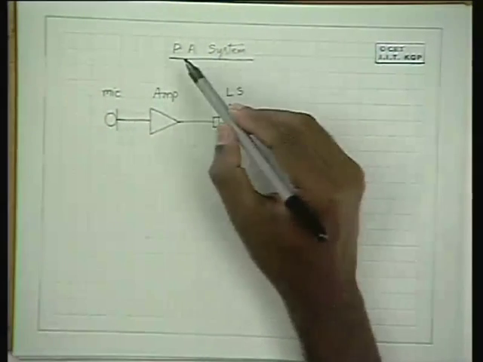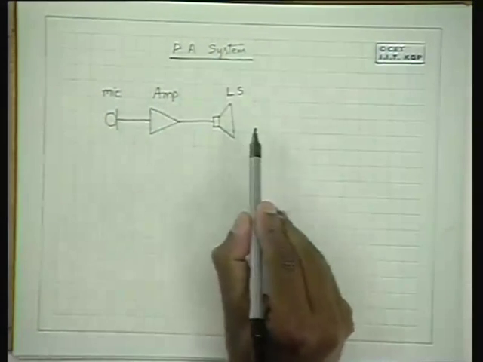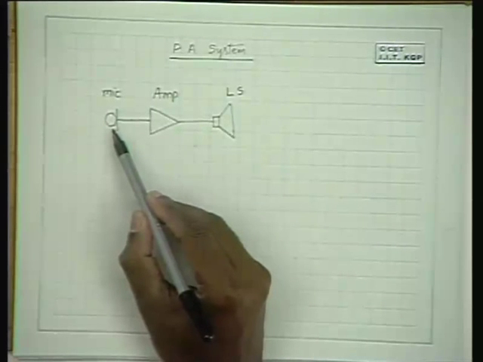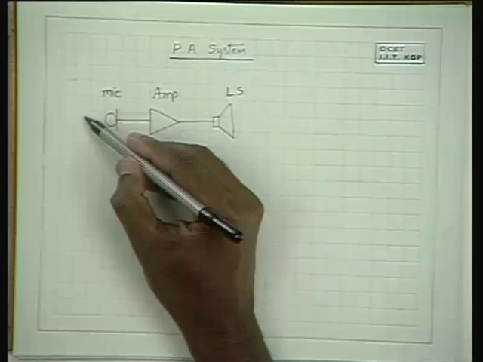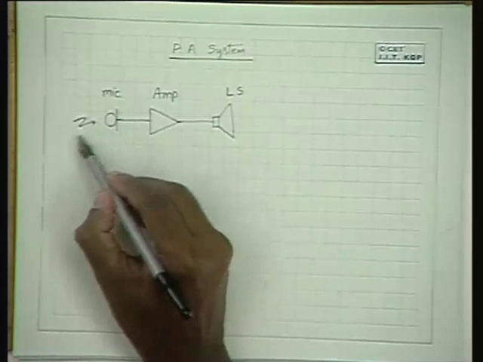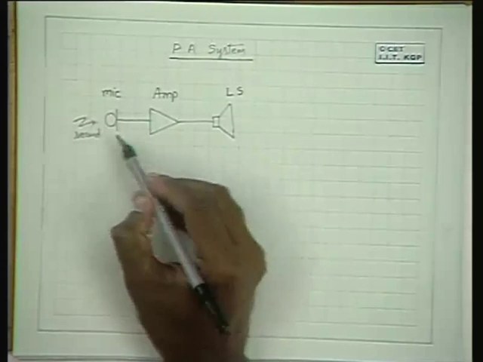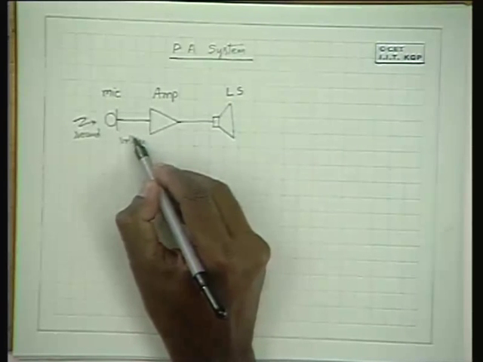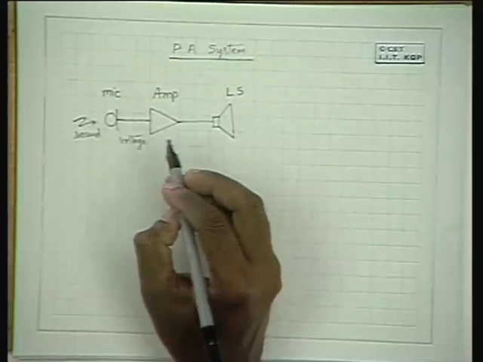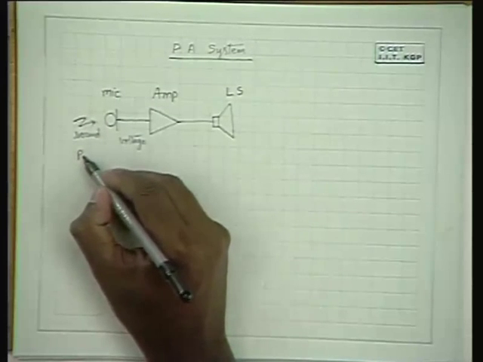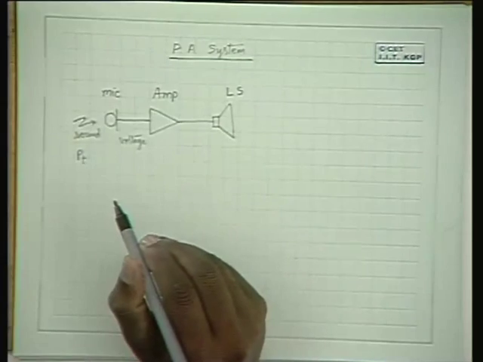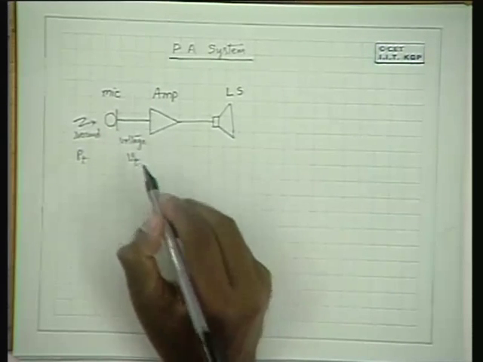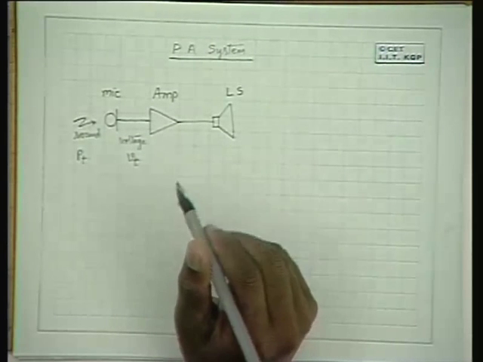Please look at this figure. So this is a public address system. It uses a microphone. The microphone converts the sound signal into an electrical voltage, so it becomes a voltage signal. Basically, it is a pressure as a function of time, a time function, that is converted to a voltage as a function of time, a voltage signal.